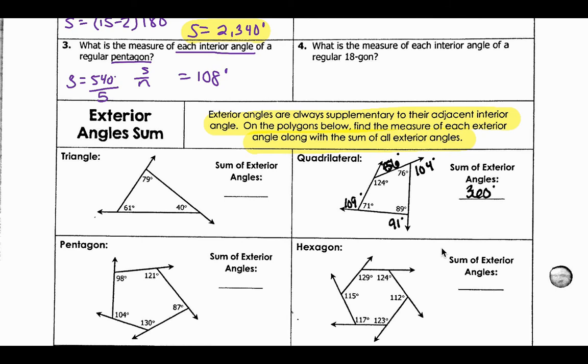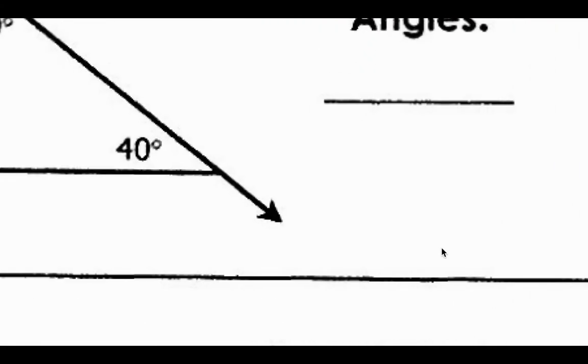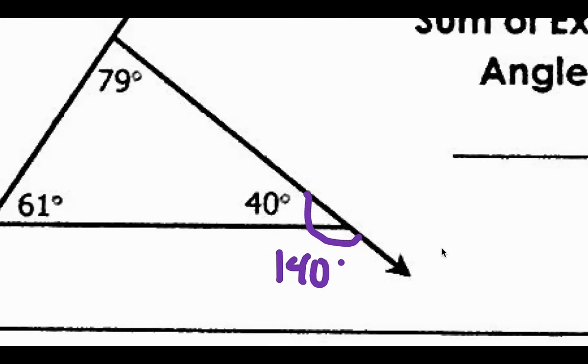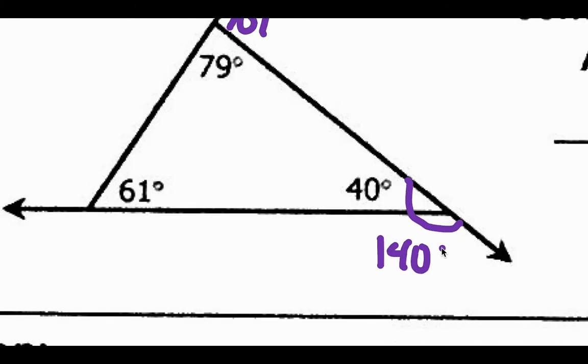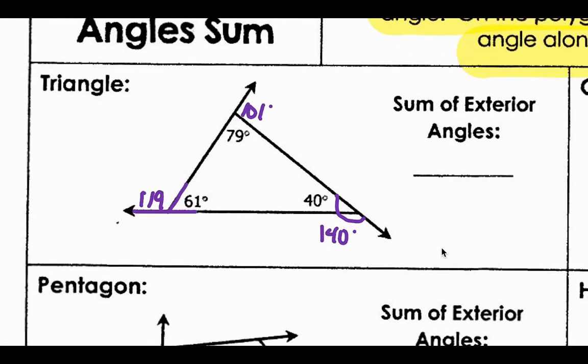So exterior angles, again, are always supplementary. So if this is 40, this one's going to be 140. If this one's 79, this one must be 101. And if this is 61, remember this is a linear pair, then this has to be 119. So they want us to find the sum of all these numbers. I'm going to add 101 to 119 to 140, and I happen to get 360 degrees.